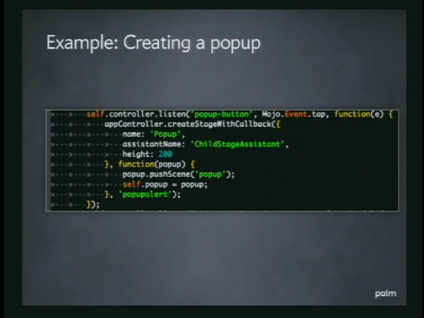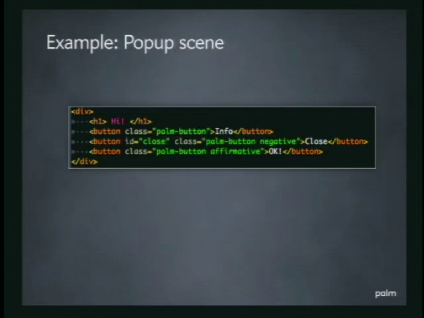Okay, so the pop-up button that I showed you that pops up the actual pop-up does the same thing as the dashboard, except it does it for a pop-up. You say that the type of the stage is pop-up alert. The assistant name is our generic child stage. Give it a height, give it a name, and push the pop-up scene, which we'll have defined and written just like any other scene in a Mojo app, and save off a reference.